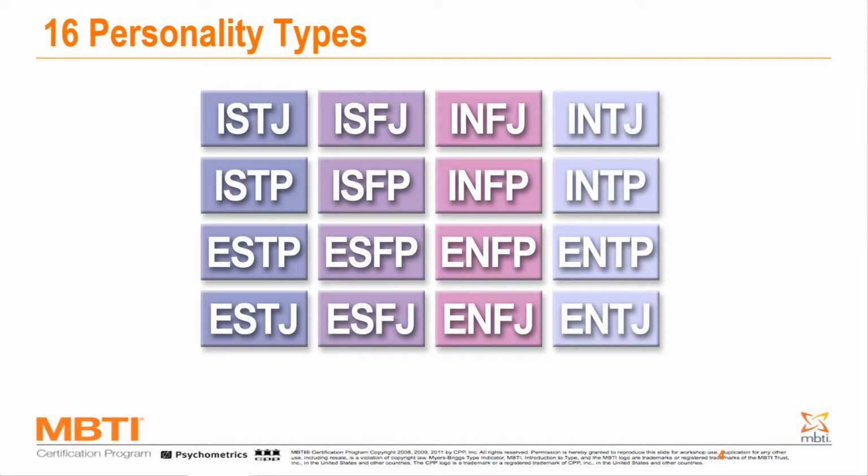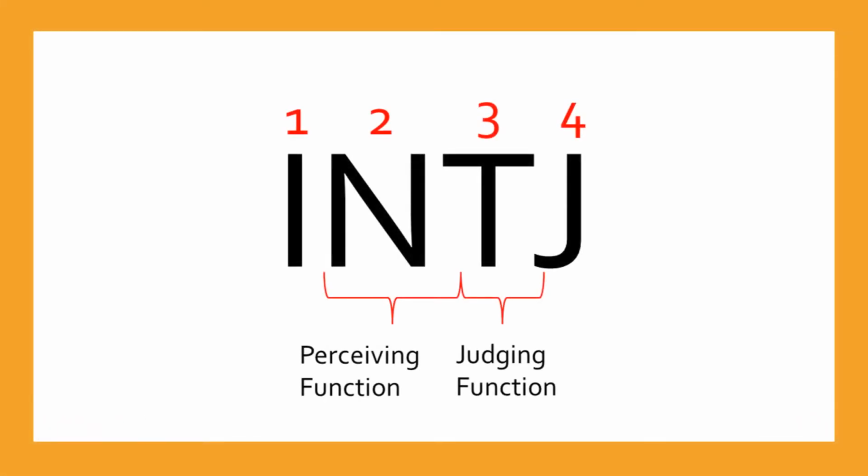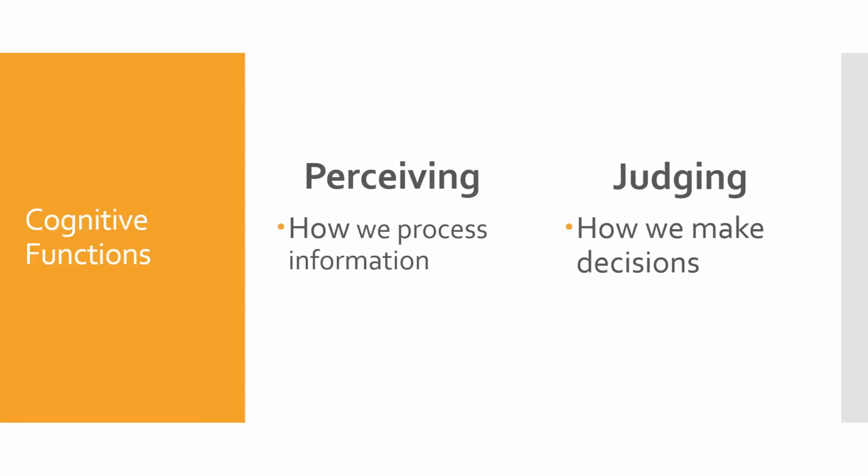Recall that there are 16 personality types, each represented by 4 letters. The 2 middle letters in each type represent its cognitive functions. The second letter in the type represents the perceiving function, and the third letter represents the judging function of the type. The perceiving cognitive function is concerned with how we process information, while the judging cognitive function is concerned with how we make decisions.